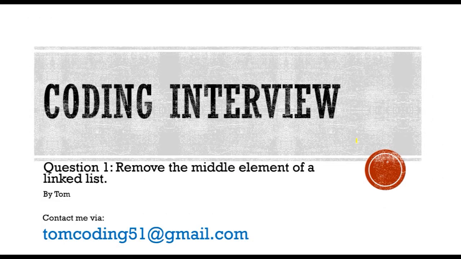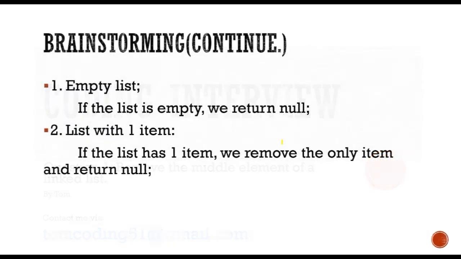Hello everyone. Let's take a look at how to remove the middle element of a linked list. So we think about the conditions first. What if the list is empty? If the list is empty, we just return null. What if the list only has one item? We just remove the only item and return null.